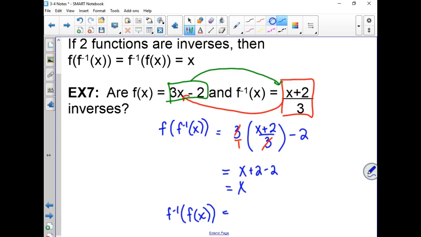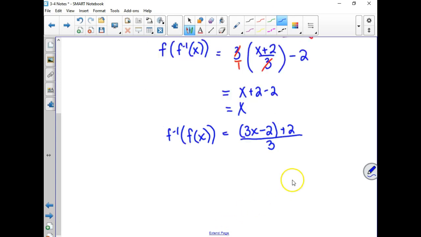Okay? So I'll have 3x minus 2 plus 2 divided by 3. Okay? What cancels first here? Not the 3's. The 2's cancel first here. The negative 2 and positive 2 cancel first. So we have 3x over 3. And then the 3's cancel and we get x.